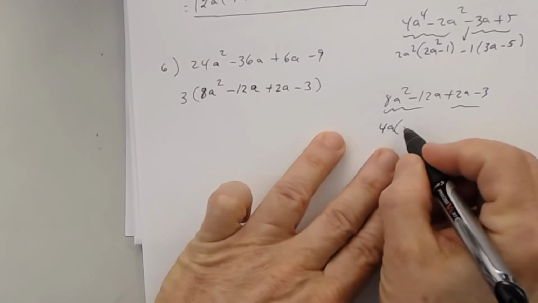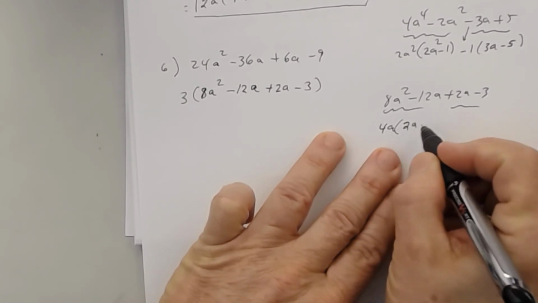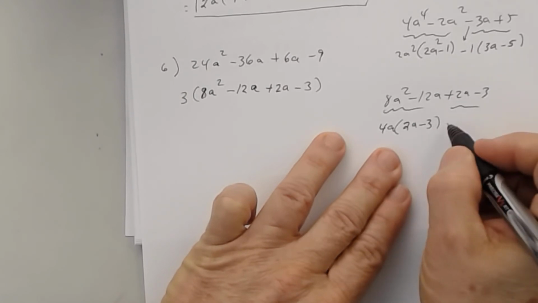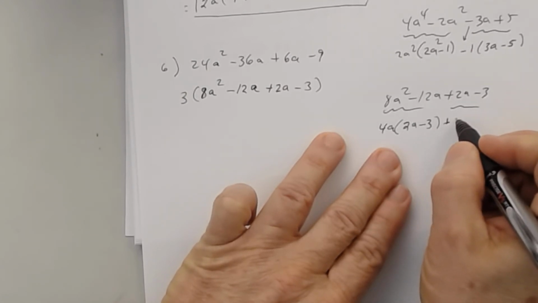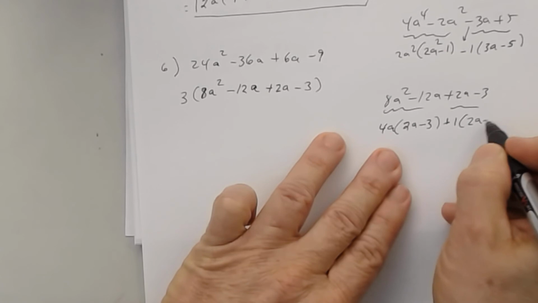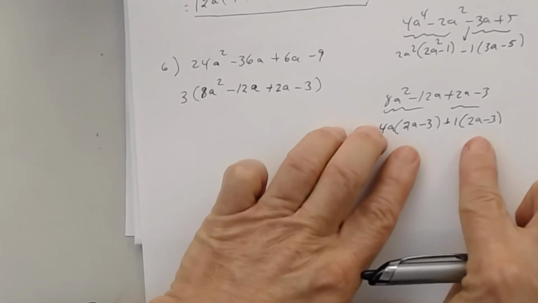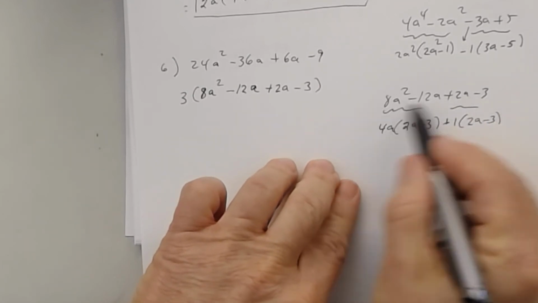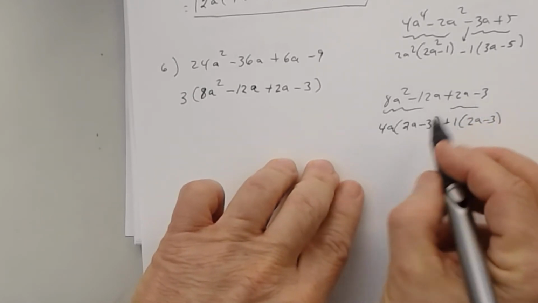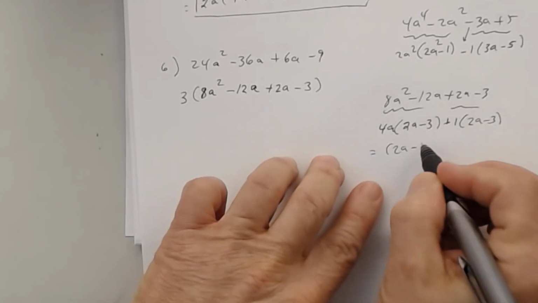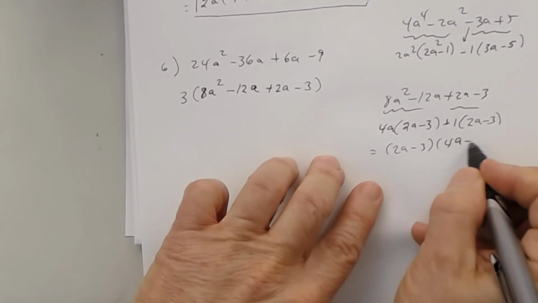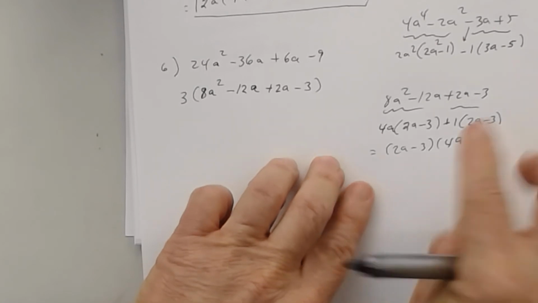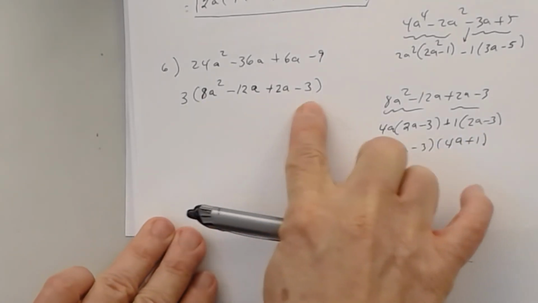From the first group, what can I take out? 4a. What do I write? 2a minus 3. From the second group, what can I take out? Plus 1, and I'm left with 2a minus 3. So notice what they have in common now: 2a minus 3. So this part here that I'm pointing to will be 2a minus 3 times what? 4a plus 1.